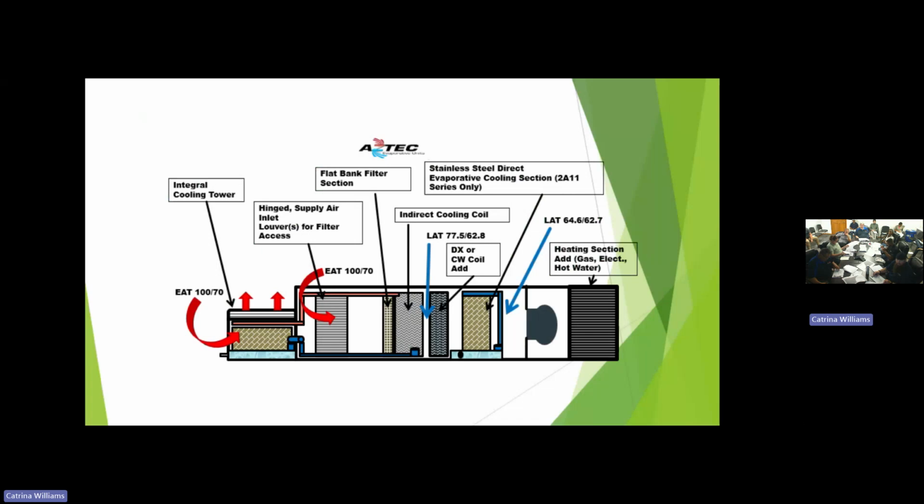Now here's some other things we can do. You can also put a coil in there, the extra chilled water coil. You can't run this and this together. You just have to burn up the other. But some people leave the direct section out and put the refrigeration coil in there for that extra cooling, and have more control without adding humidity to the air. You can also put a heating section on there. We can offer gas, electric, or hot water as a heat section so that you have a complete system.